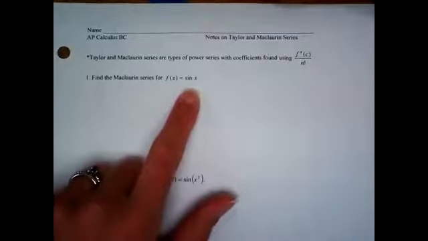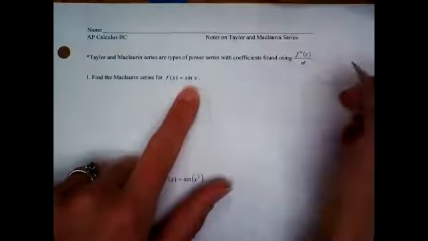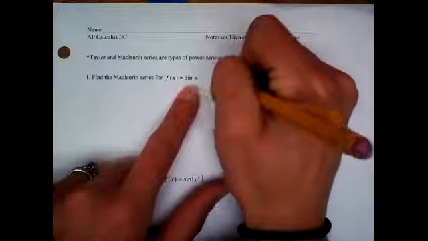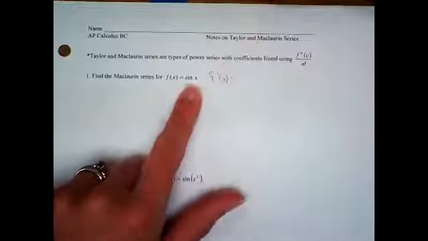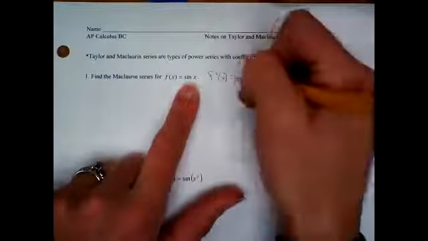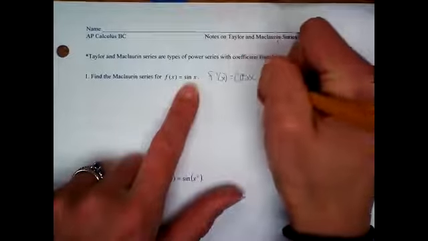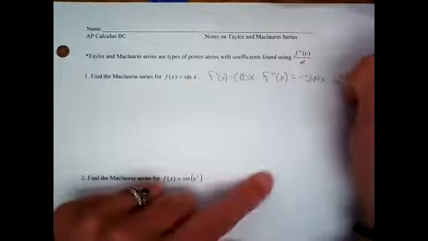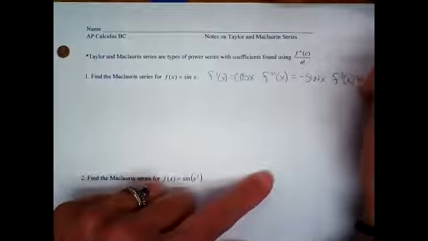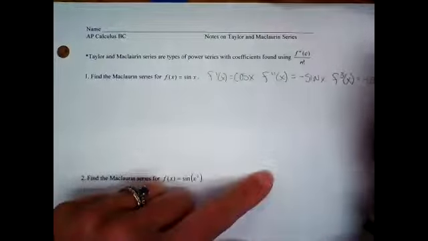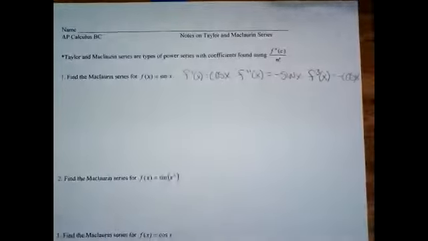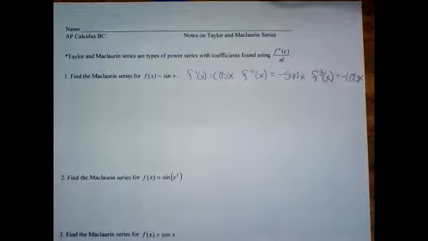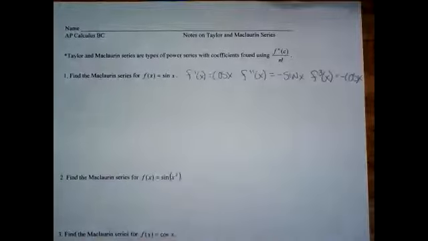So find the Maclaurin series for sine of x. We're going to need our derivatives. So first derivative would be what? Cosine x. And then second derivative would be negative sine of x. Third derivative would be negative cosine x. And I don't need to write any further than that because then the fourth derivative would be what? Sine of x, and you've started back over again.